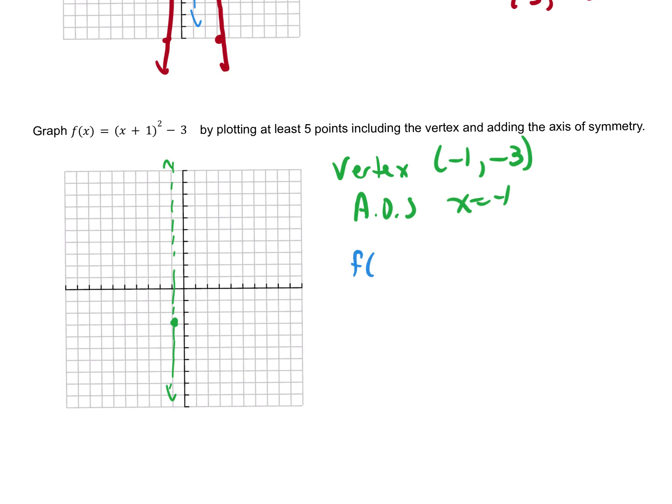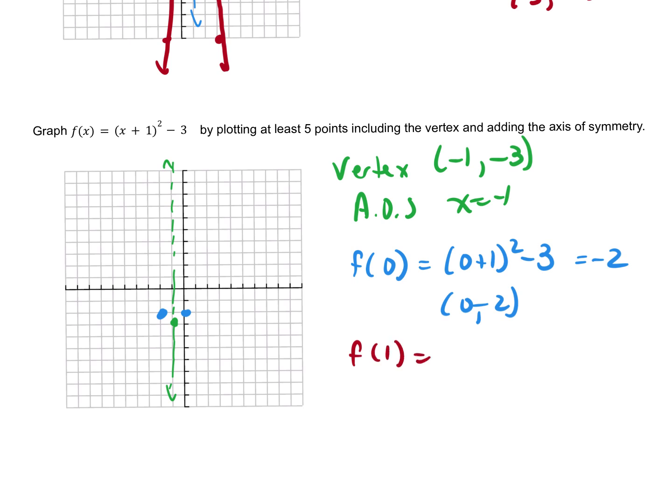So a point bigger than -1 would be 0. So we have 0 plus 1 squared minus 3. That's -2. So 0, -2. And again, you could just put these in a calculator. Corresponding point over the axis of symmetry would be there.